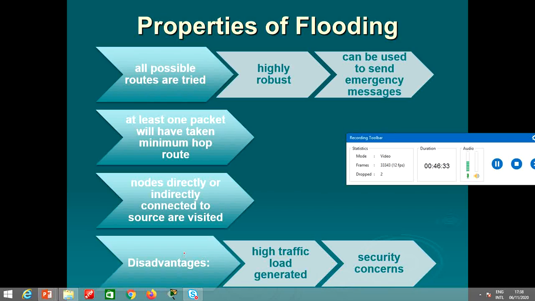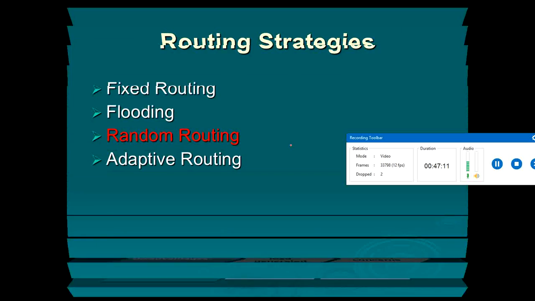And the disadvantage is that a high traffic load is generated, and sometimes there are security concerns. So because of the first property, it's highly robust and can be used to send emergency messages. The second property suggests that it can be used to set up a route for a virtual circuit network also. And based on the third property, it can be useful for sending some important information to all the nodes. But the disadvantage is high load, and sometimes there are concerns for security also. Alright, going to the next slide.